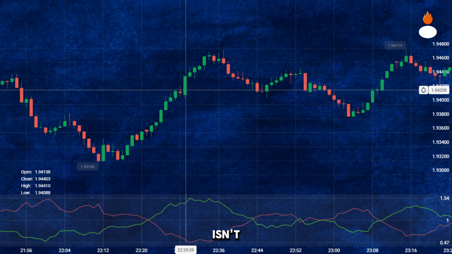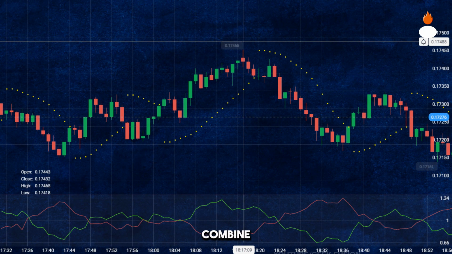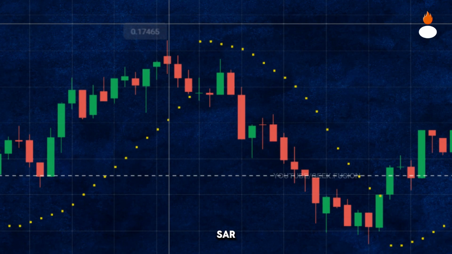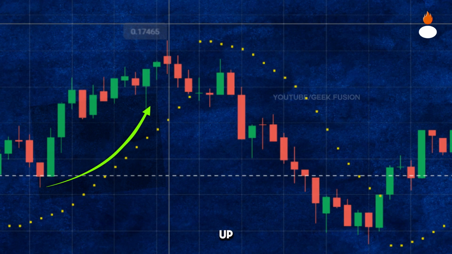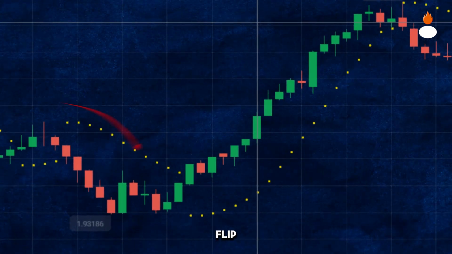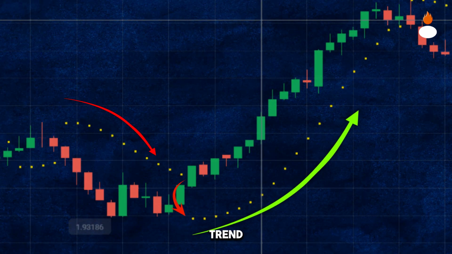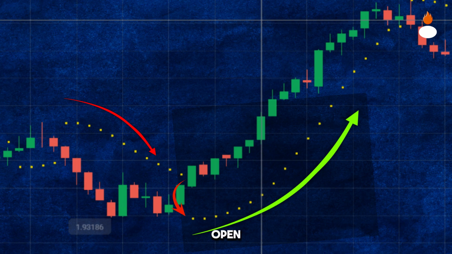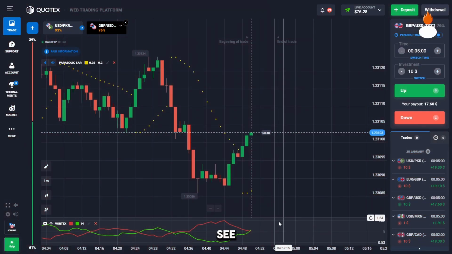But here's the thing. Vortex alone isn't enough to enter a trade. You need to combine it with parabolic SAR for confirmation. The parabolic SAR indicator shows trend reversals. That means when the market is in an uptrend and the SAR dots flip from below to above, the trend is reversing downwards. So that's a sign to enter a sell trade. And when the dots flip from above to below, the trend is reversing upwards. That's when you open a buy trade. Simple, right? Now let's see this in action.